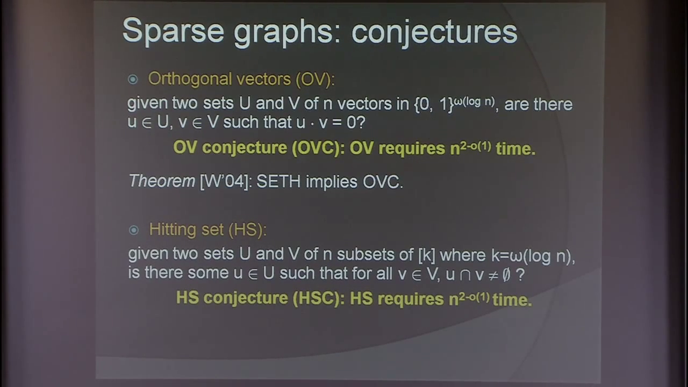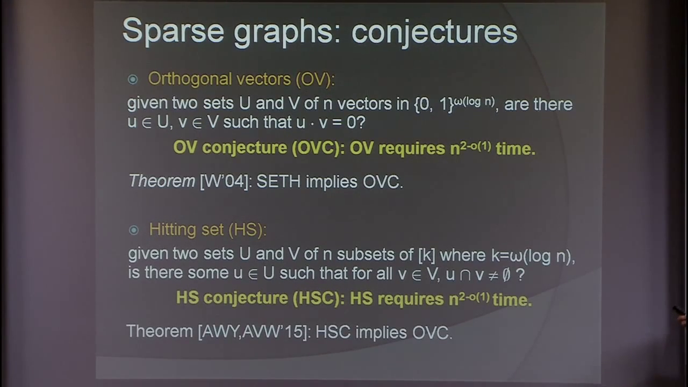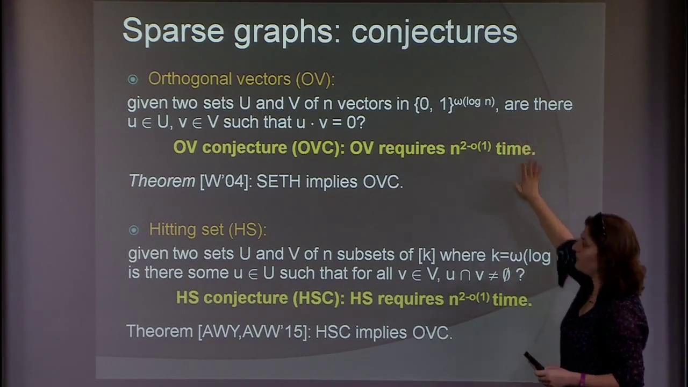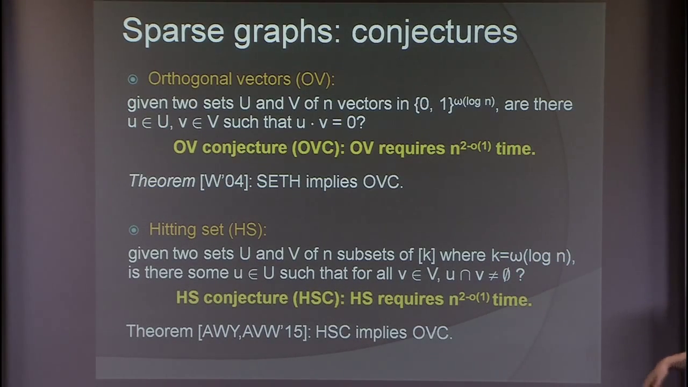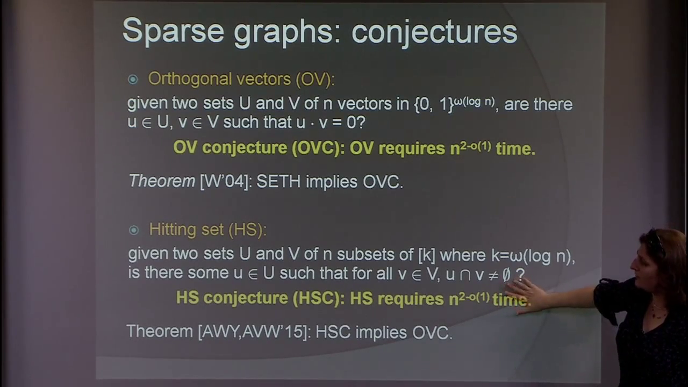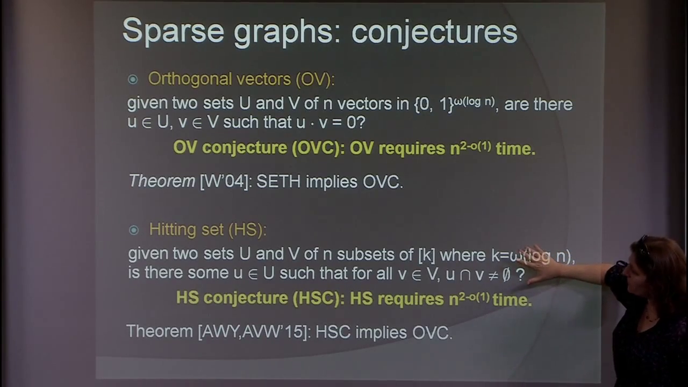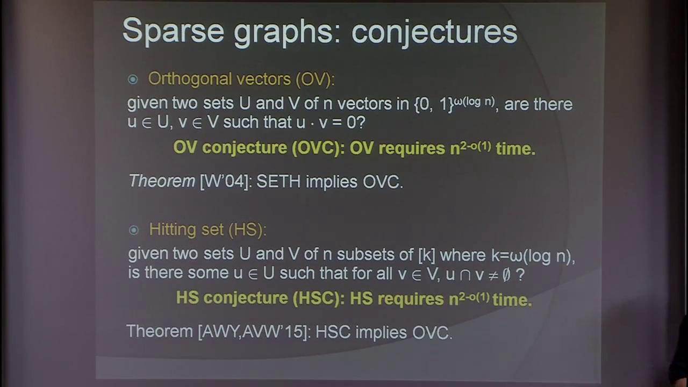It has been studied within the context of data structures in one way or another. And we can prove that it's easier than orthogonal vectors. So if you believe the hitting set conjecture, then you should believe the orthogonal vectors conjecture. You can reduce hitting set to orthogonal vectors. So these are the two conjectures that we use in sparse problems.